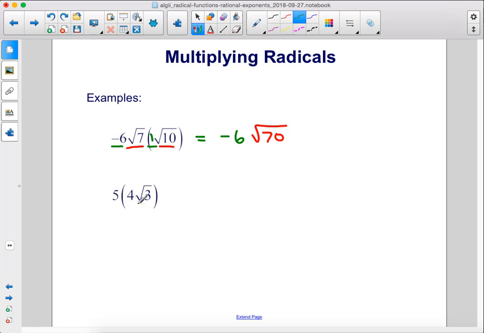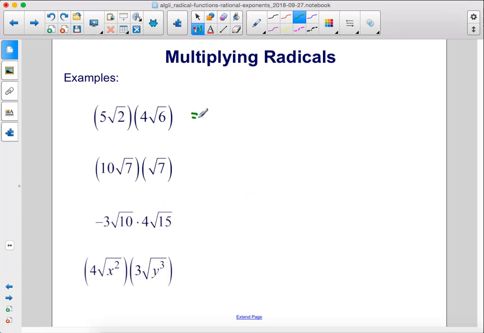Here, we don't have a radical here, so we can just multiply the coefficients. 5 times 4 gives us 20, and then the radical here doesn't exist, so we'll just say 1. So 1 times the square root of 3 gives us the square root of 3. And there are the answers.